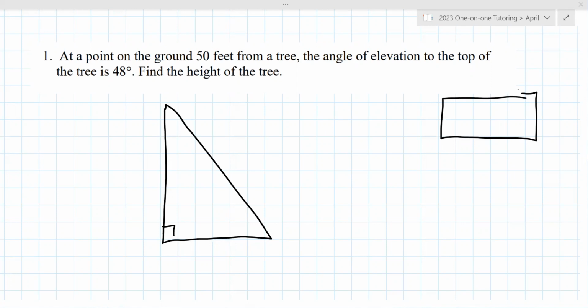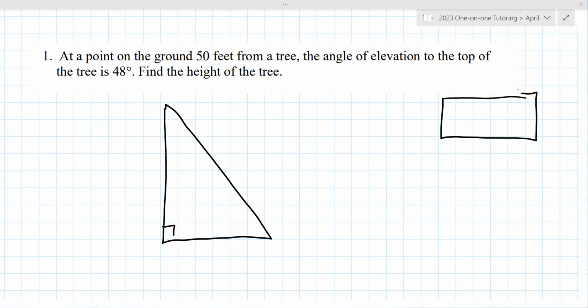Right, 15 feet from the tree. Opposite over adjacent. Shoot, that's why I need to multiply. Times tangent. Opposite over adjacent.